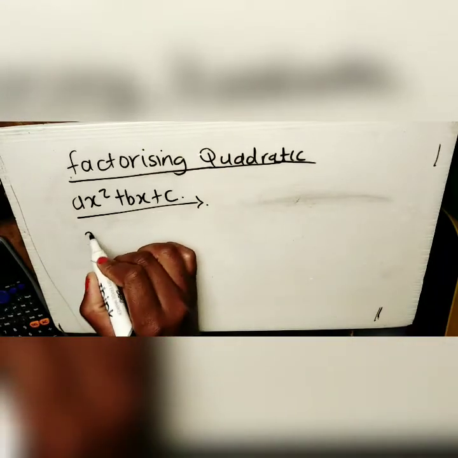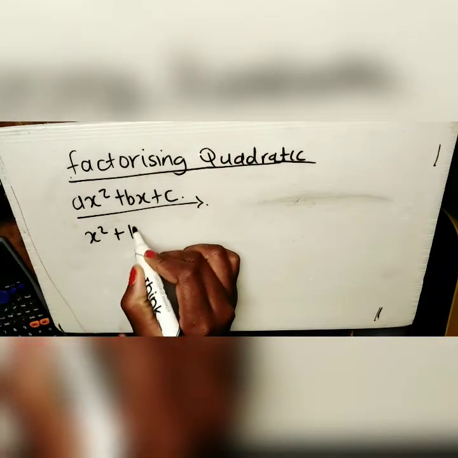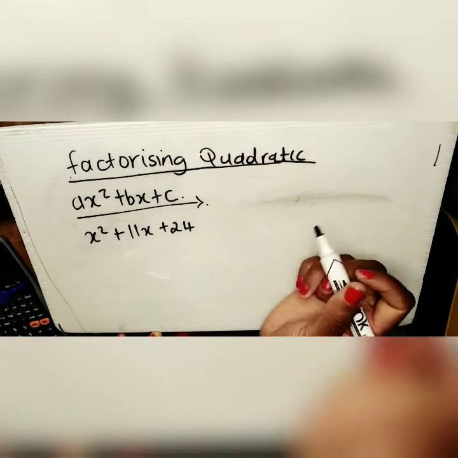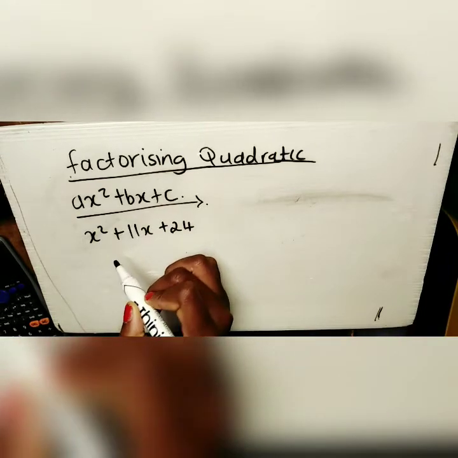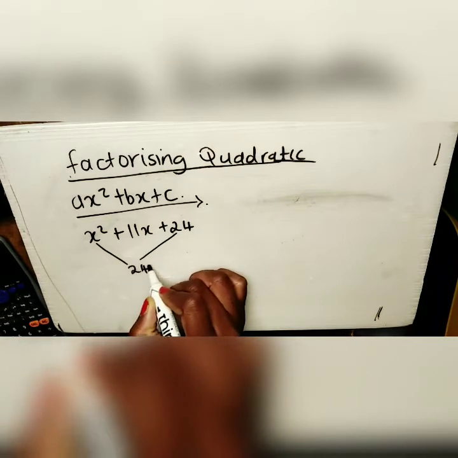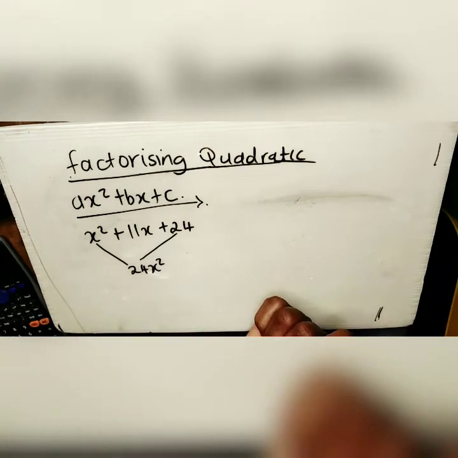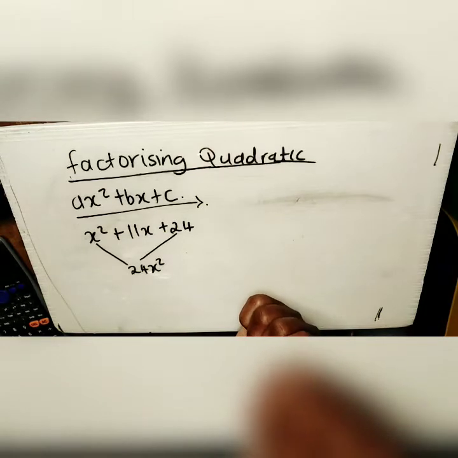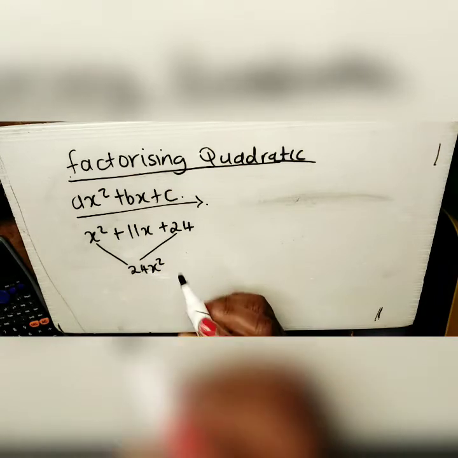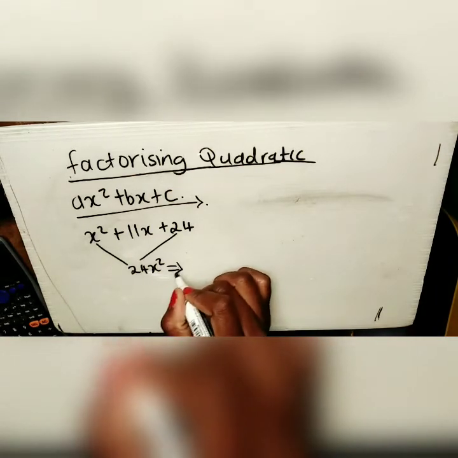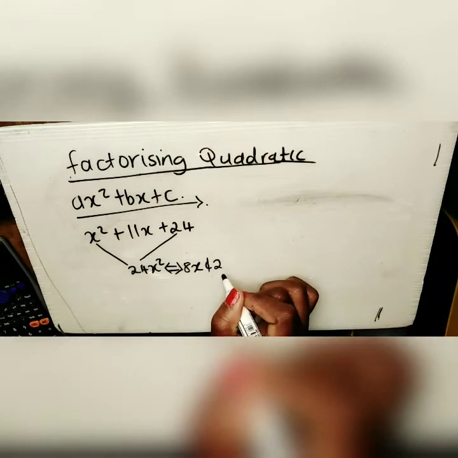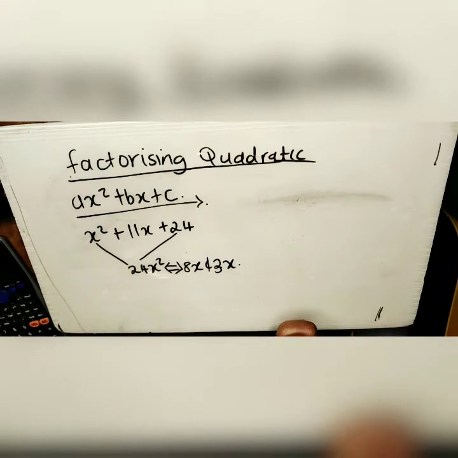For example, our first question, we have x squared plus 11x plus 24. To factorize this one, it's very easy. You multiply your x squared by 24, you get 24x squared. After doing that, you look for two numbers. When you multiply them, they will give you 24x squared, but when you add them, they will give you 11x. In this case, our factors are going to be 8x and 3x, right? 8 times 3 is 24.